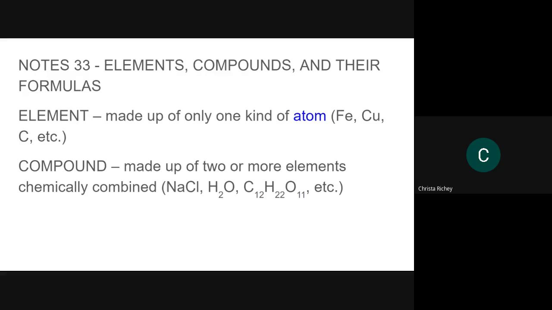Different elements. So I2 is just iodine. It's an element. O2 is just oxygen. That's a diatomic element. Salt, sodium chloride, is a sodium and a chlorine chemically combined. It's got 2 different elements in it.